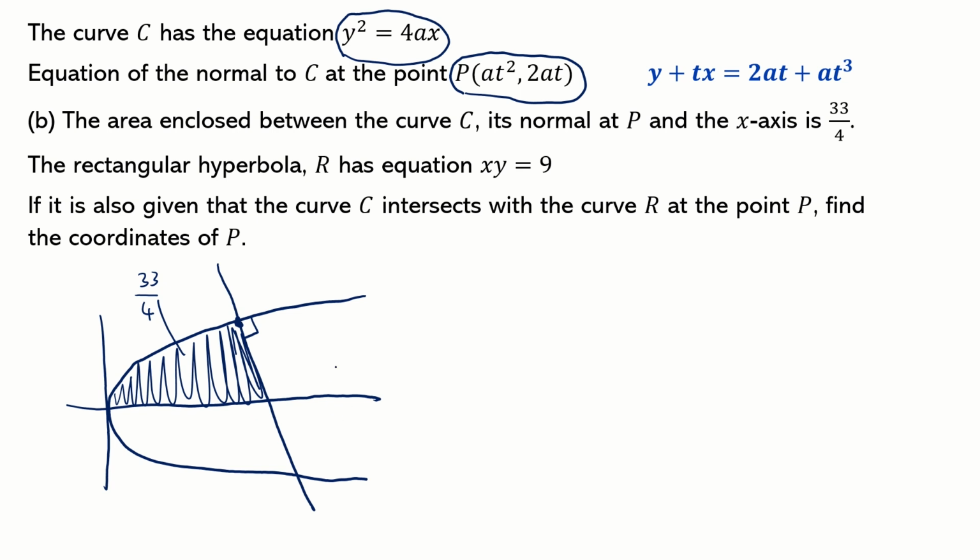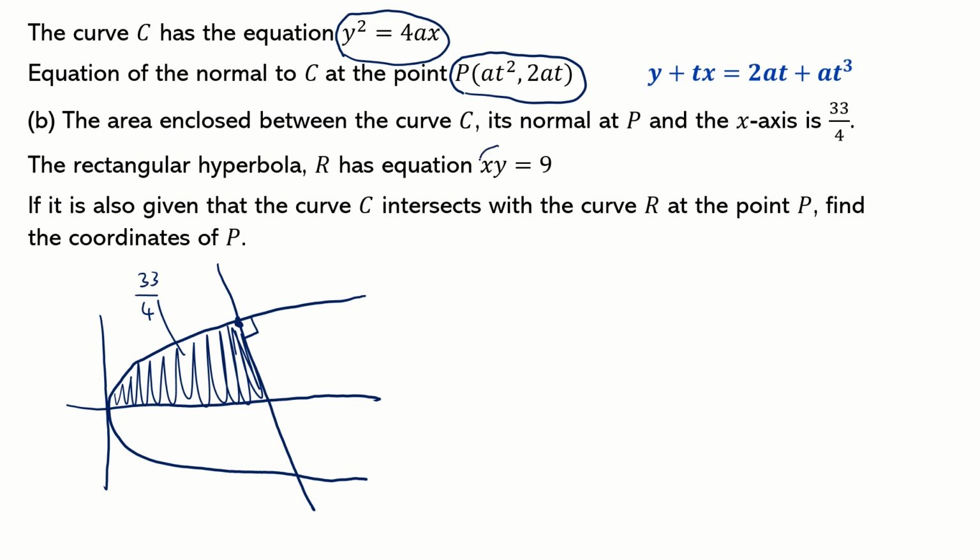Cool. It also mentions the rectangular hyperbola R has equation xy equals 9. So we've got a second curve that's going on. We're given that the curve C, the parabola we already had at the beginning, intersects with this new curve R at the point P. Find the coordinates of P. Okay, now that's interesting because it actually means, by luck, where I drew my point is roughly in the correct area of our diagram.